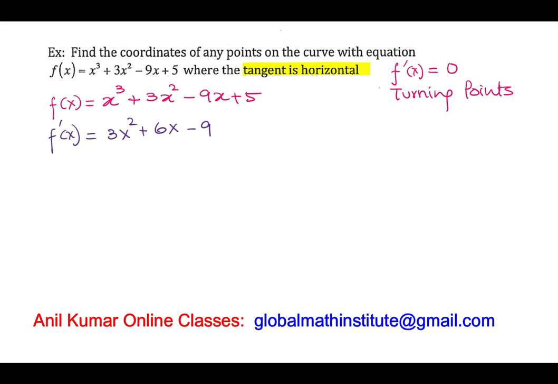You should factor this, right? So if I factor, I can take 3 common, right? So we get x squared plus 2x minus 3, which is 3 times. Minus 3 means 3 times 1, so 3 is positive.